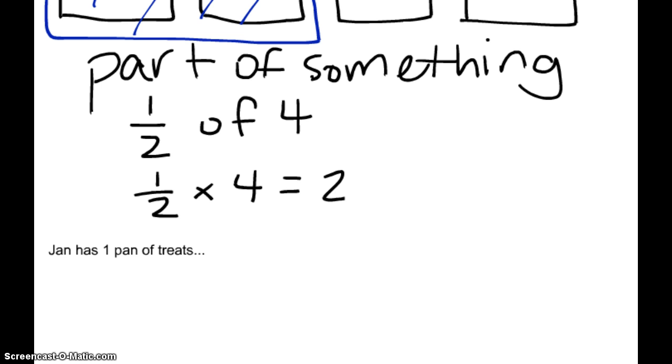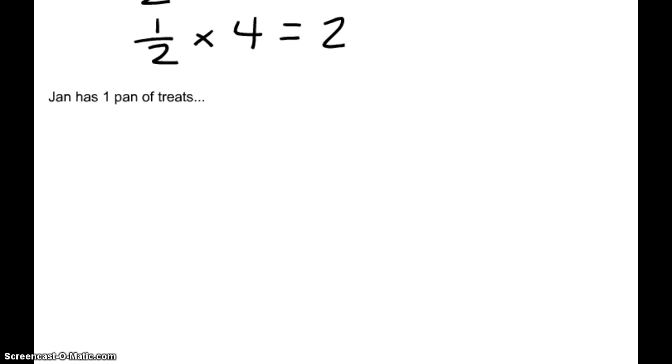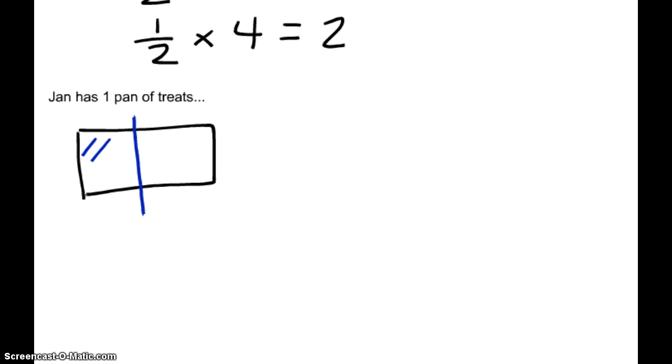Now I want you to think about this next. Write this down. What if Jan has 1 pan of treats? She still wants to send half to school, but what if she only has 1 pan? Draw a picture of what that might look like. If I were to draw this, I would say, well, here's my pan of treats. Jan wants to send half to school. That half is going to go to school.